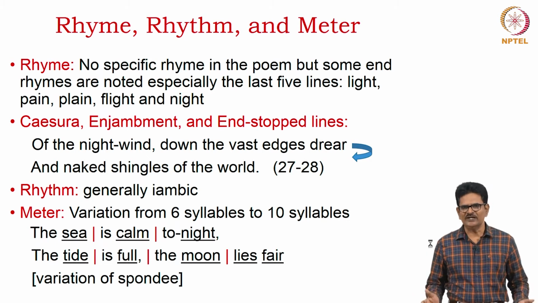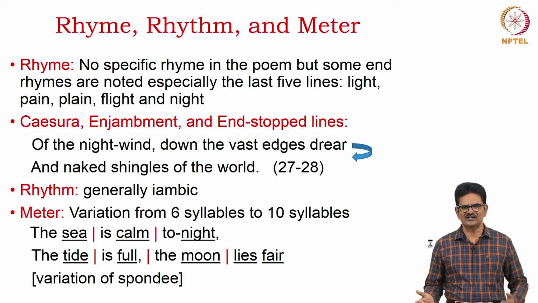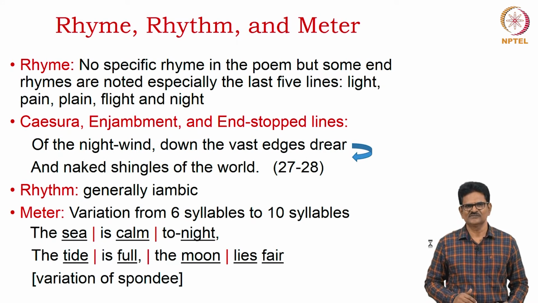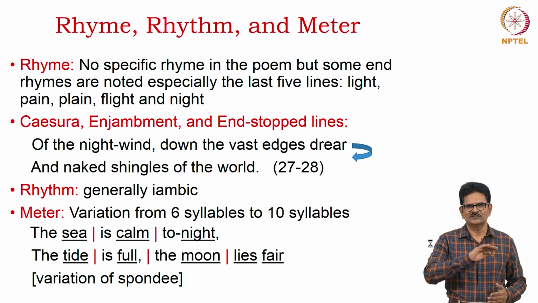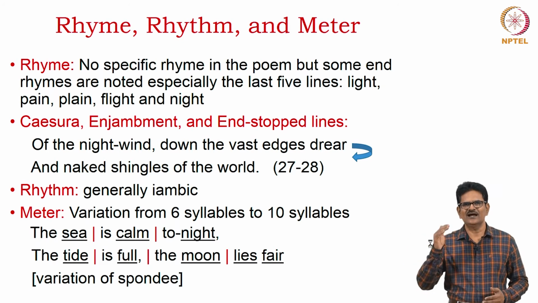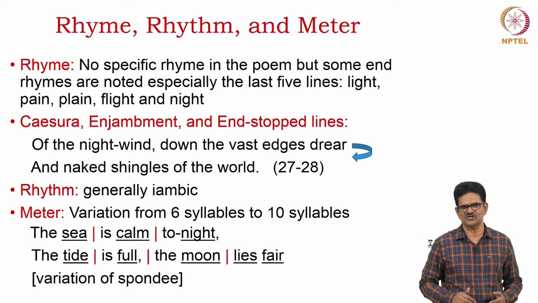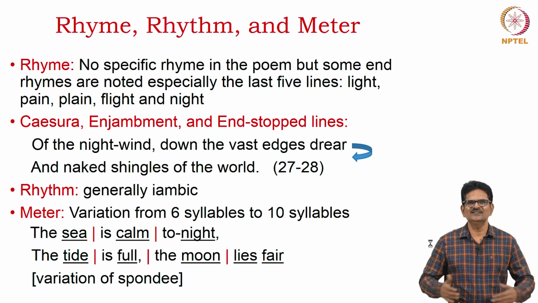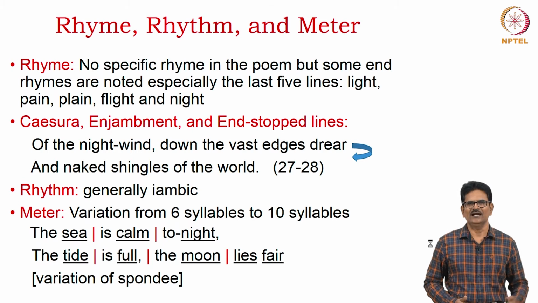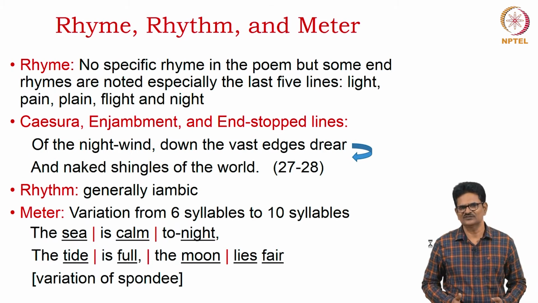"Of the night wind down the vast edges drear and naked shingles of the world." Drear continues with "and naked." We have the caesura after "night wind," we have enjambment after "drear," and at the end of "the world" we have a full stop. Then the general rhythm that we can find in this is iambic, and the meter can be seen here through this scansion.